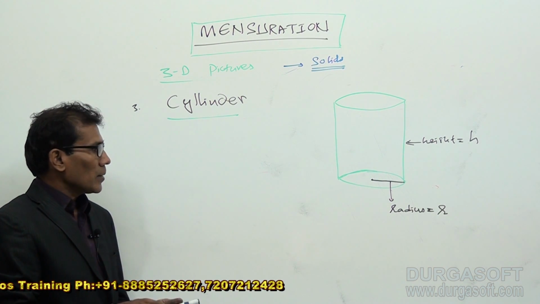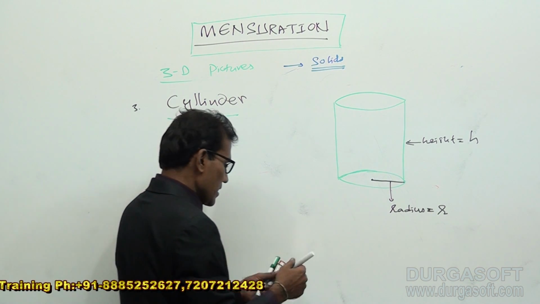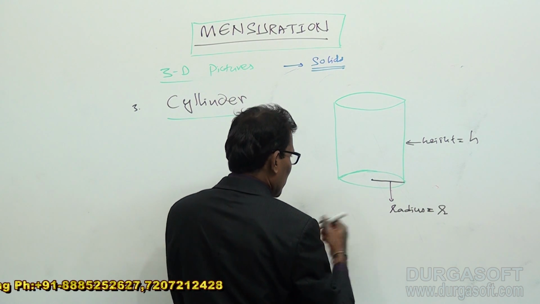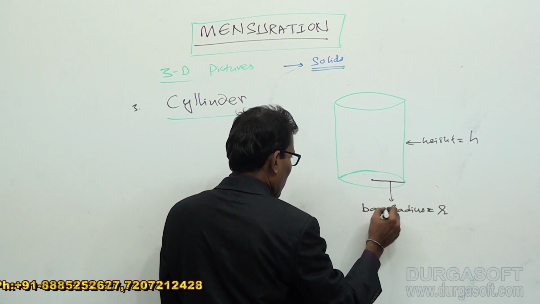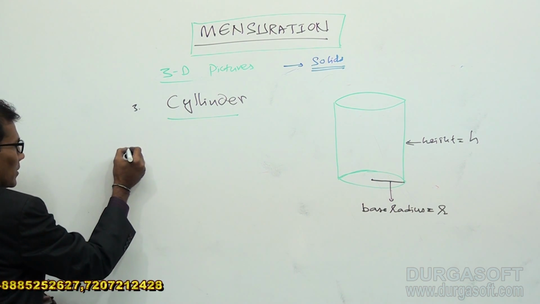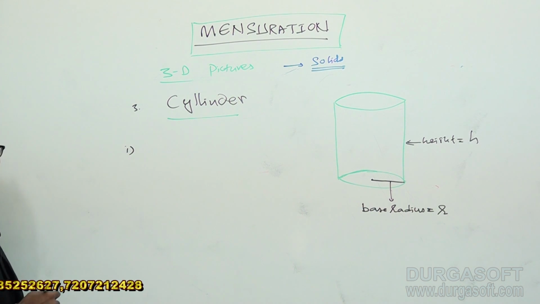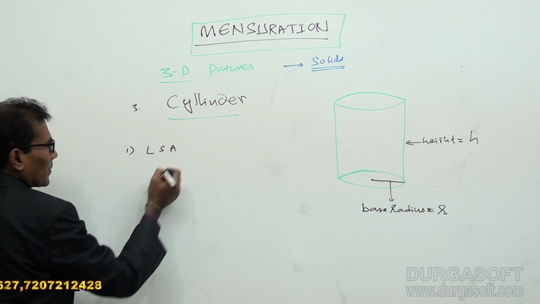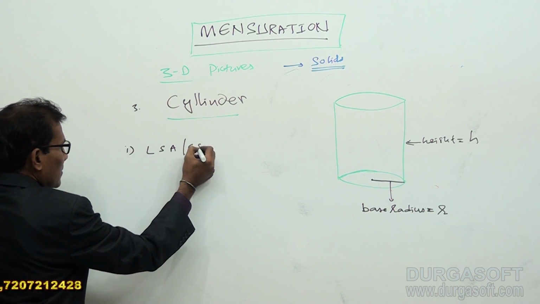For a cylinder, we have two dimensions. One is the base radius, you can call this base radius also, base or top, base radius and the height. What about the measures? The first measure is lateral surface area, we write LSA, or curved surface area, CSA.